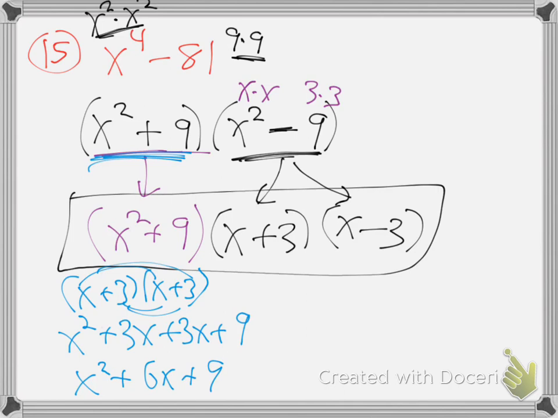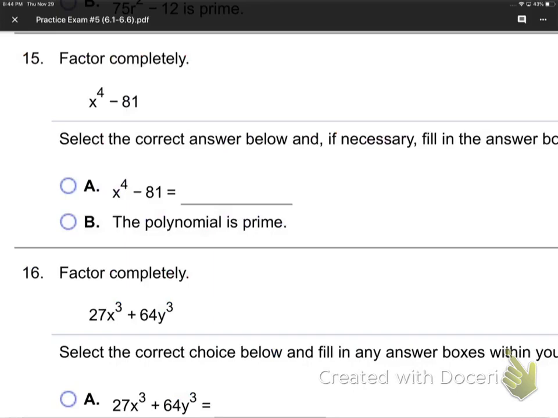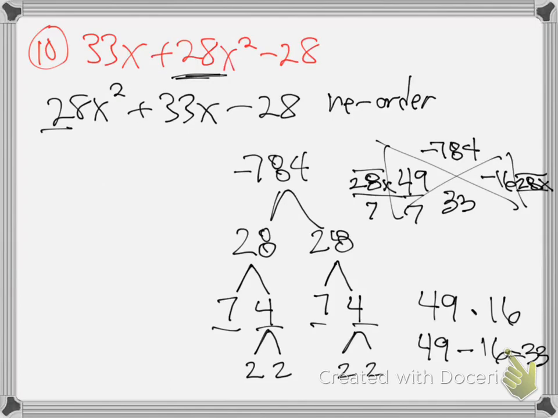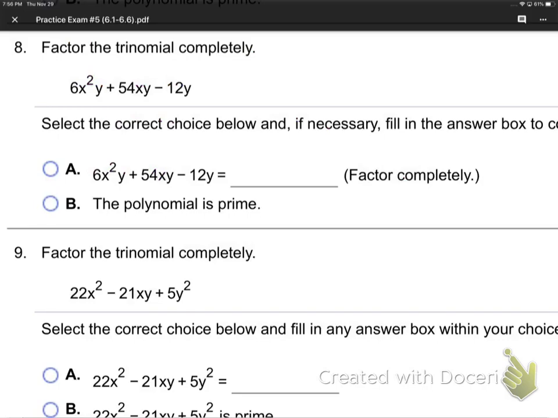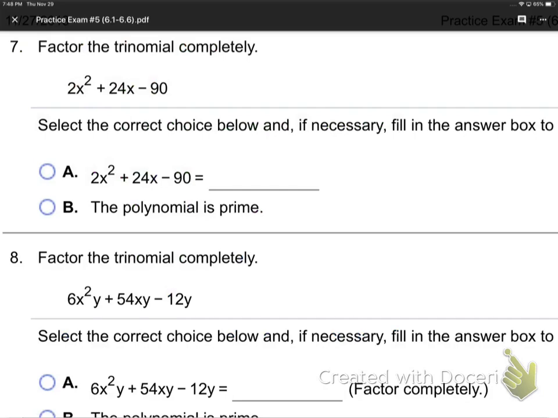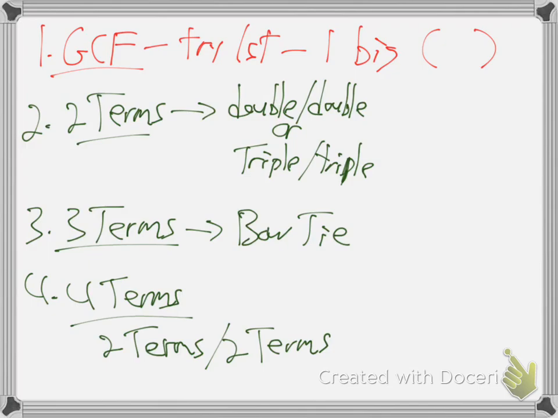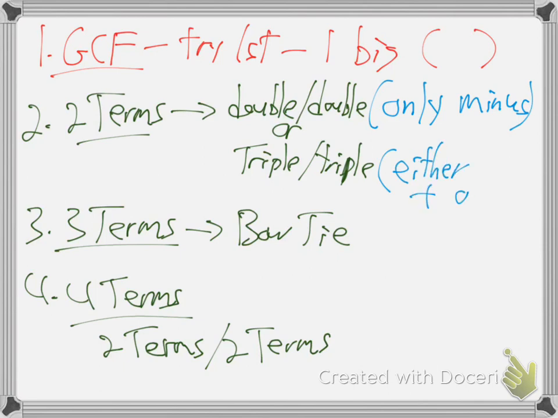So in other words, double-double is only doable when you have a minus in the middle. So let me add that. Let me go back here. So it's kind of like double-double, but twice, right? Right here, double-double, only minus. Triple-triple, either plus or minus. Do you remember those rules?